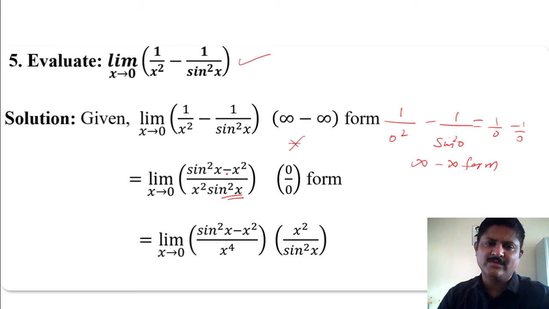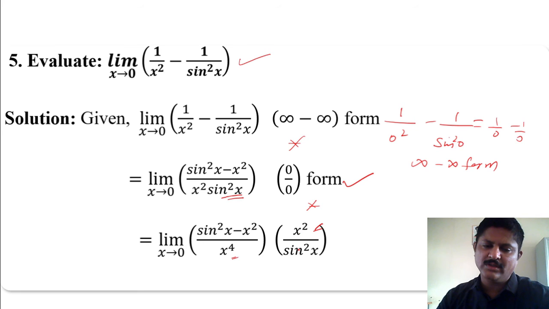Definitely, sin square 0 is 0 minus 0, 0 divided by 0, it becomes 0 by 0 form. First, we make an adjustment, multiply and divide by x square, we get limit of x tends to 0, sin square x minus x square divided by x to the power of 4, here multiplied by x square by sin square x.